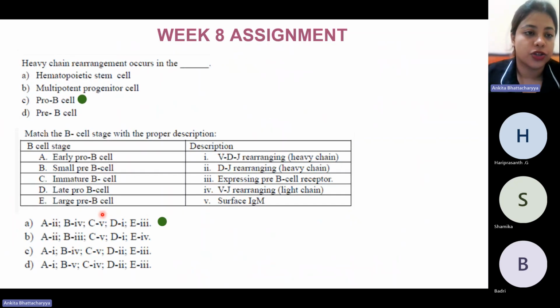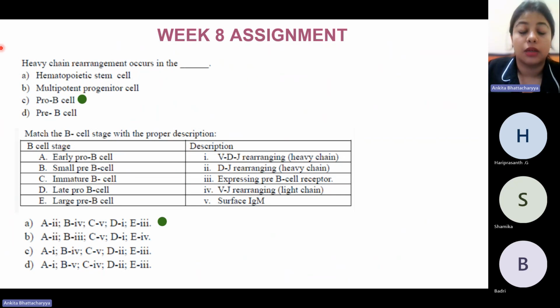Coming to the next question, the heavy chain rearrangement occurs in the A, hematopoietic stem cell, B, multipotent progenitor cell, C, pro-B cell, or D, pre-B cell. Again, if anybody has any doubts, please do interrupt me at any point of time, and I'll try to address that question, just if it is confusing.